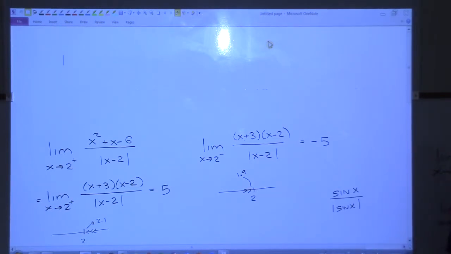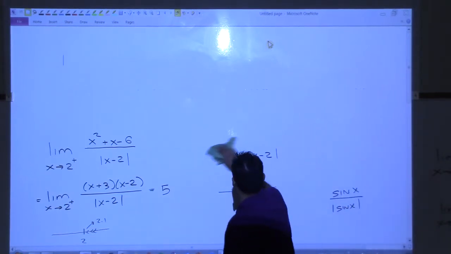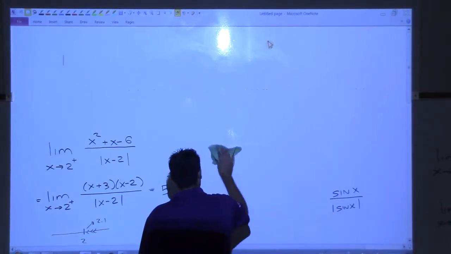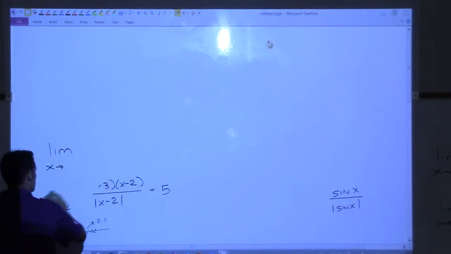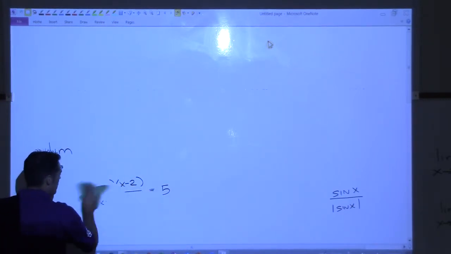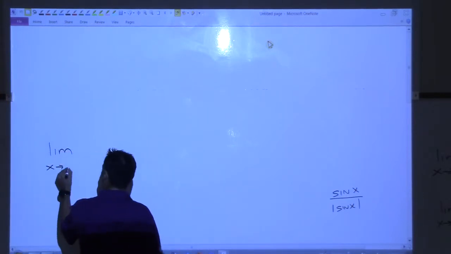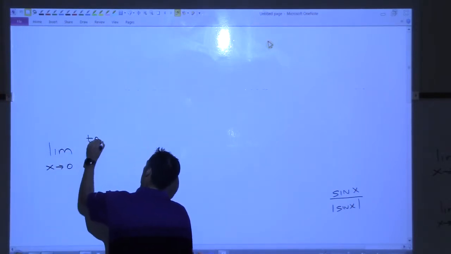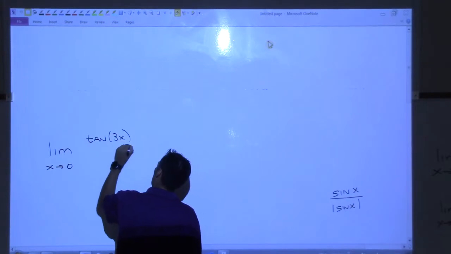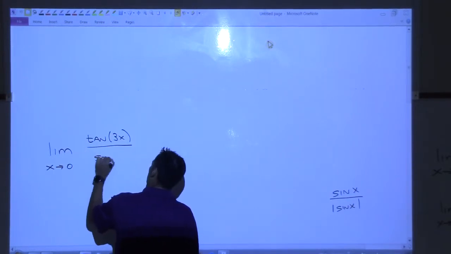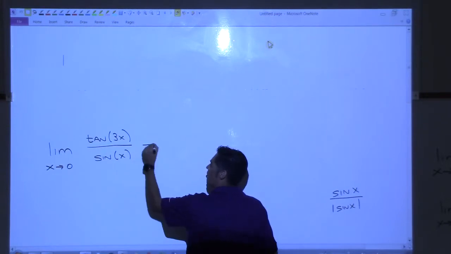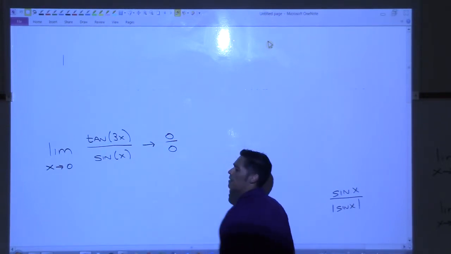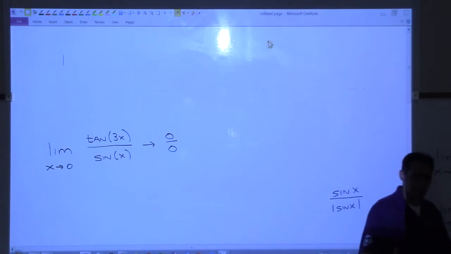All right, now the quiz. So what's going on in the first problem with the quiz? What sort of limit do we have? What form are we getting when we actually take that limit? x goes to 0, tangent of 3x over sine of x. So what's happening here? You plug in 0, you get what over what? 0 over 0.